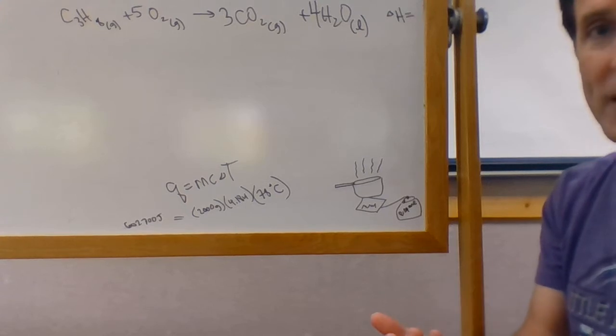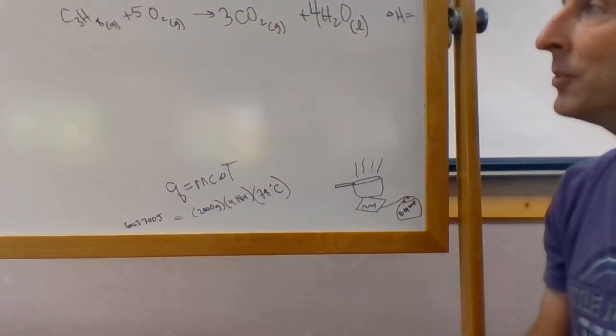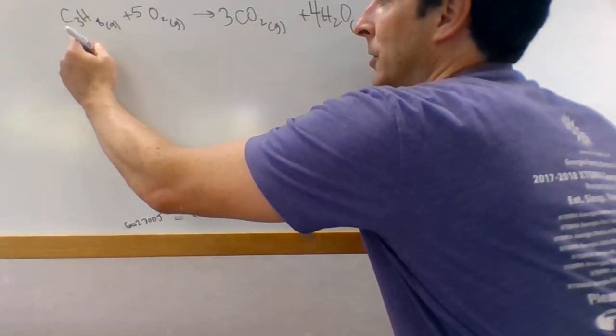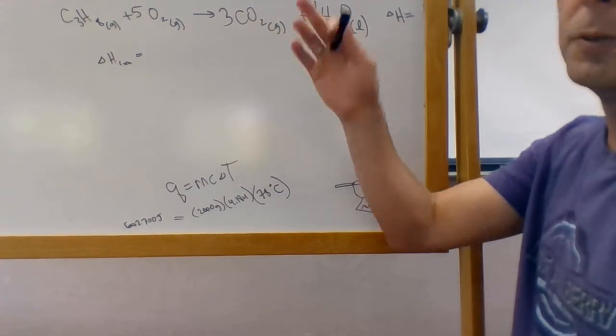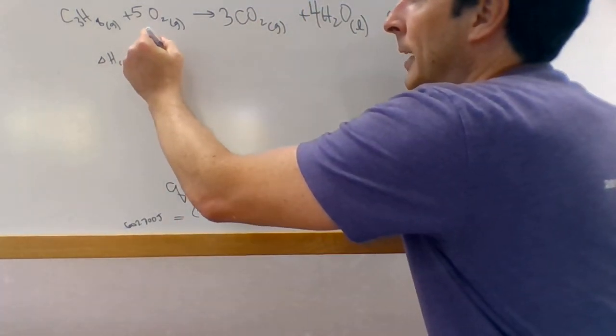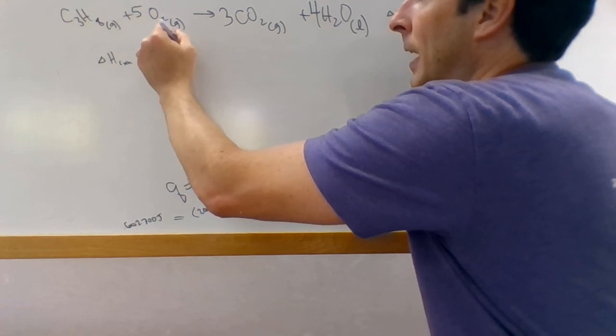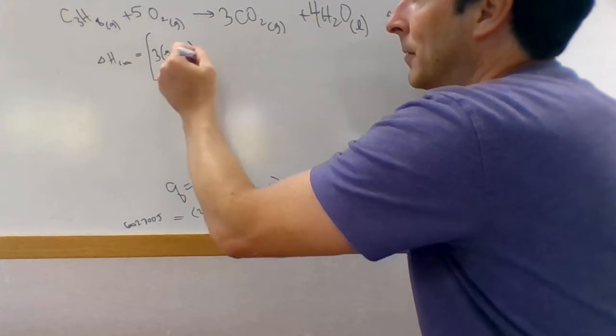The easiest way is just to do products minus reactants using the heat of formation values. So to do that, delta H of reaction is going to be CO2. If you look it up in the appendix, it's negative 393.5. And I got to make 3 moles, so it's going to be 3 times that.